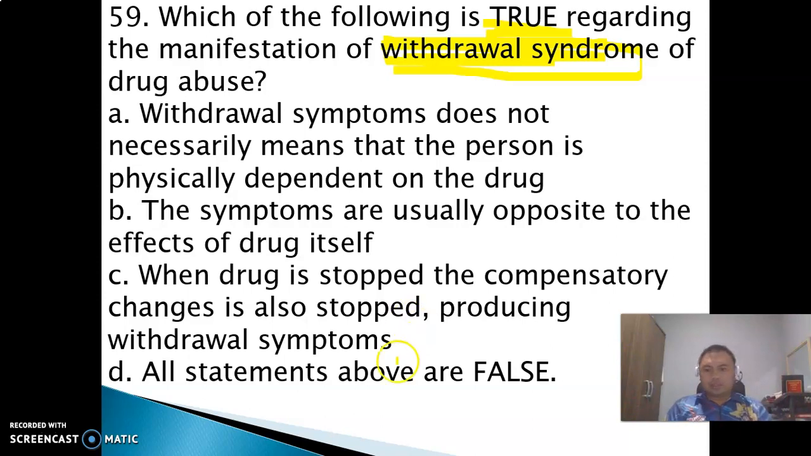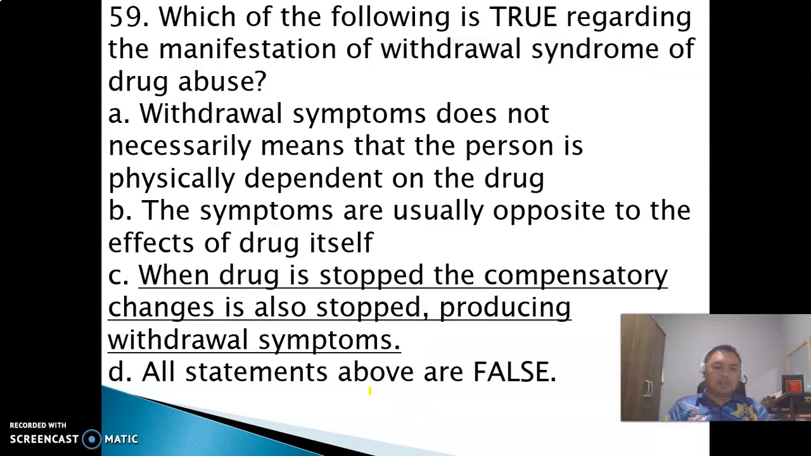So, we're going to use the process of elimination lang na to. All the statements are false. And the most logical answer here is when drug is stopped, the compensatory changes is also stopped, producing withdrawal symptoms. No? So, ito yung tinatawag na withdrawal syndrome. No? Shaking, no? Hindi na makatulog. Okay? And that is withdrawal symptoms.